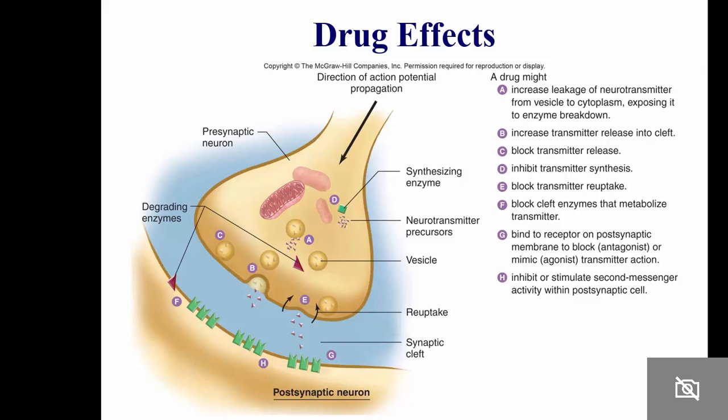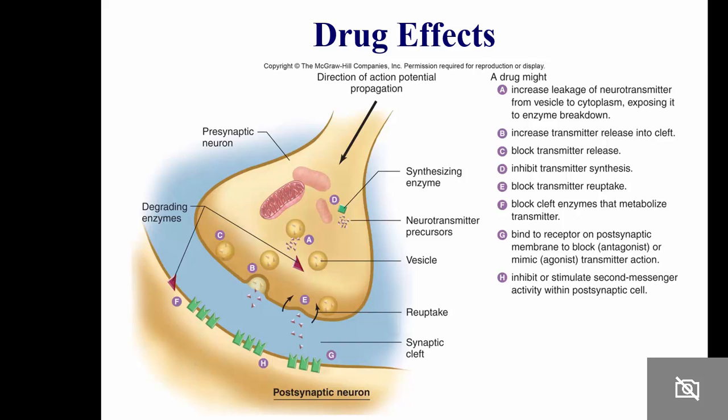D, you can inhibit the transmitter synthesis, which they're showing down here, but it would be back in the soma, right? So you can prevent the synthesis of this stuff from occurring. That's one way to block it. You can block the reuptake, meaning the recycling process.